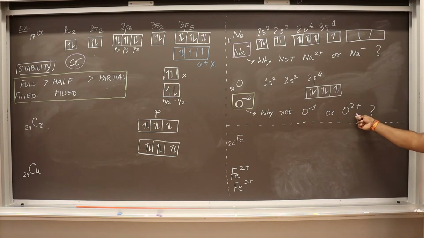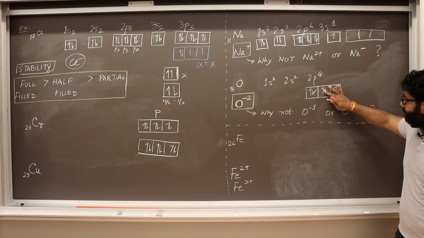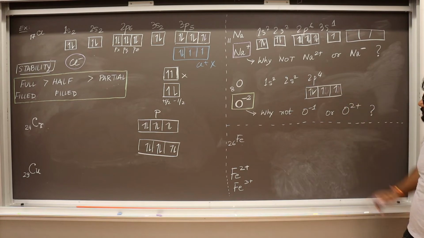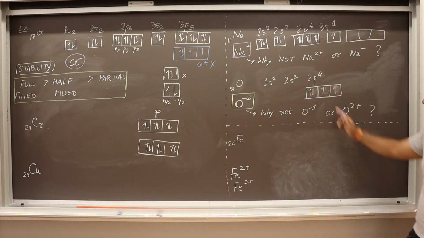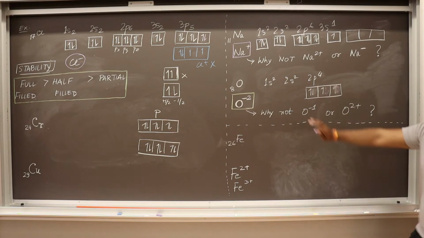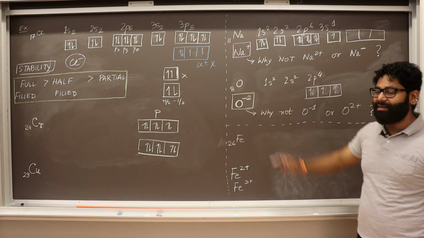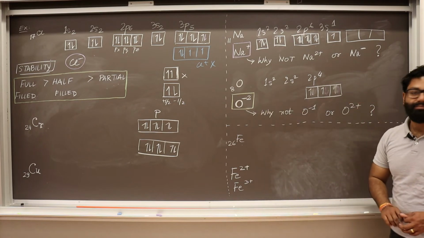You don't have plus 2, because if you had plus 2, then again you would have gone from this to this, in which you have only 2 electrons in here. So that wouldn't solve your problem either. The best way to get this to stabilize is getting a minus 2, and that is the reason we have O minus 2.